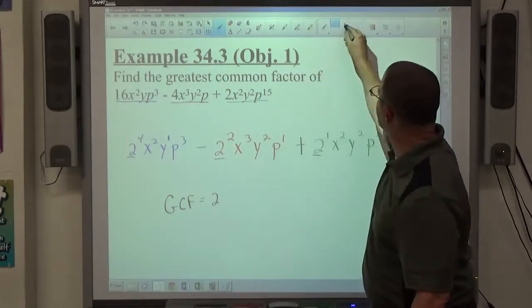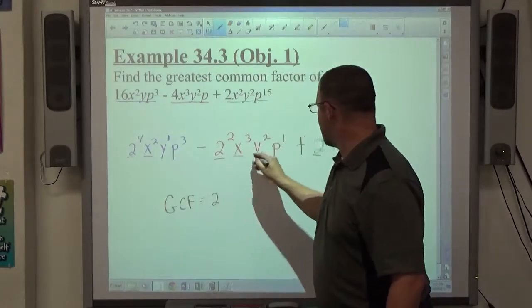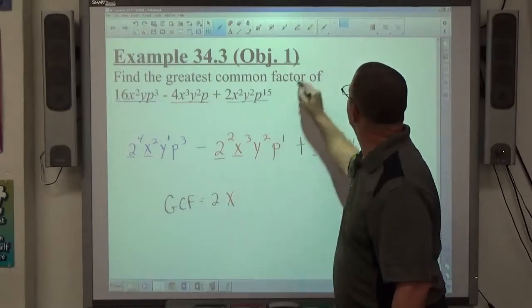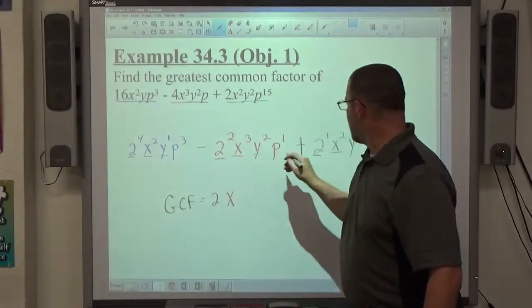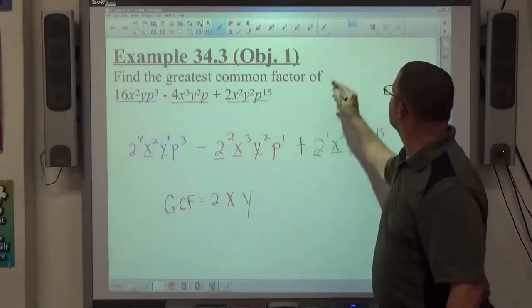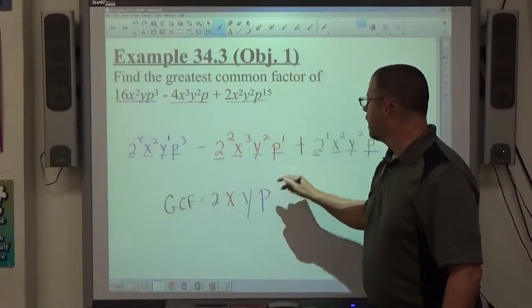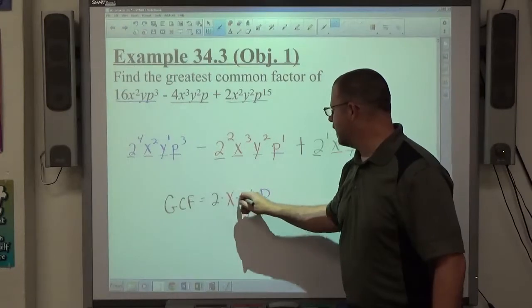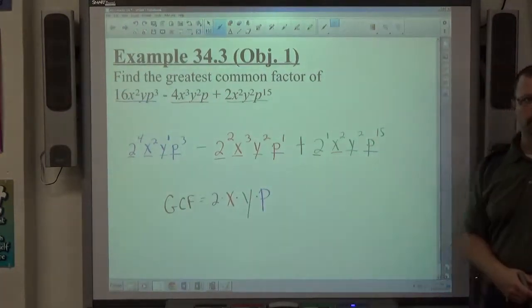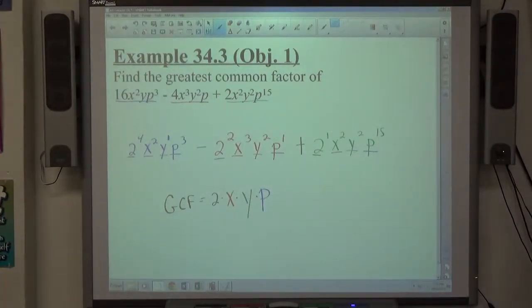So 2 is in everything. We have x, x, x, so x is in everything. Y, y, y, so y is in everything. P, p, and p, so p is in everything. And again, these objects are all being multiplied together. So 2, x, y, and p are all being multiplied together. All we have to do now is establish the lowest power of each one.